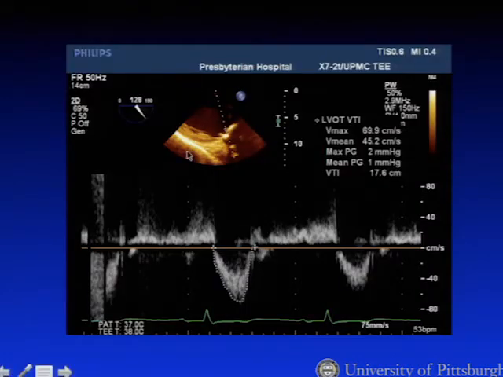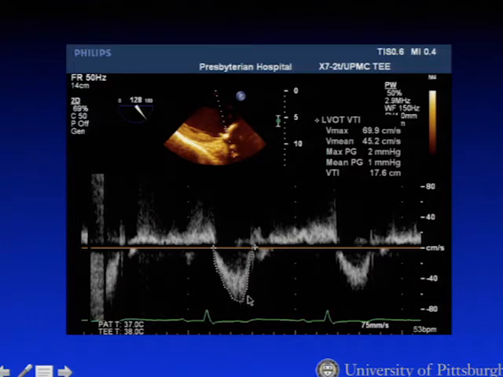So here we have a transesophageal transgastric long axis view: left ventricle, aortic valve, aortic root, with pulse wave Doppler cursor across the left ventricular outflow tract. We found a single ejection here occurring after the R wave, and we've integrated the velocity of blood over one entire beat, known as the velocity time integral, or VTI. This is proportionate to the stroke volume and therefore the cardiac output.